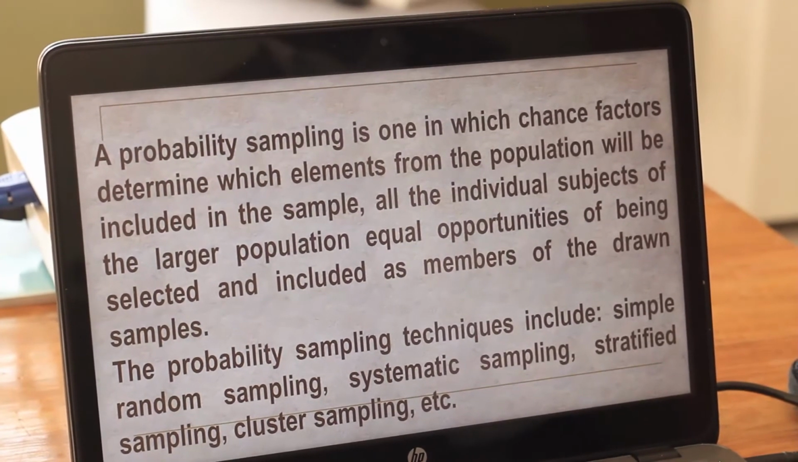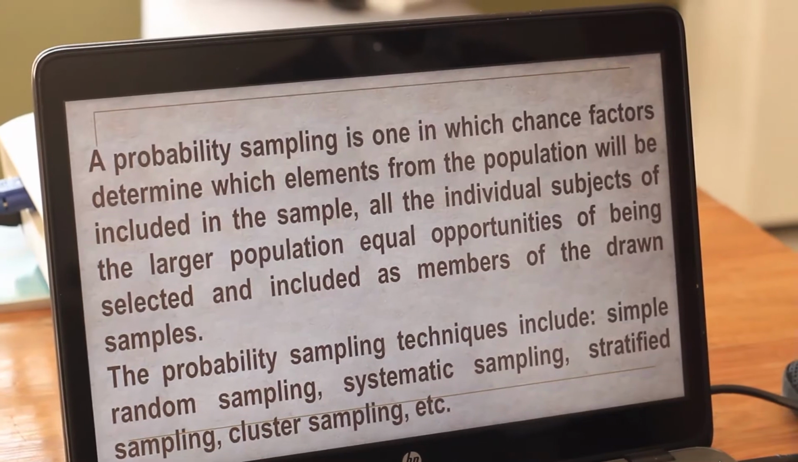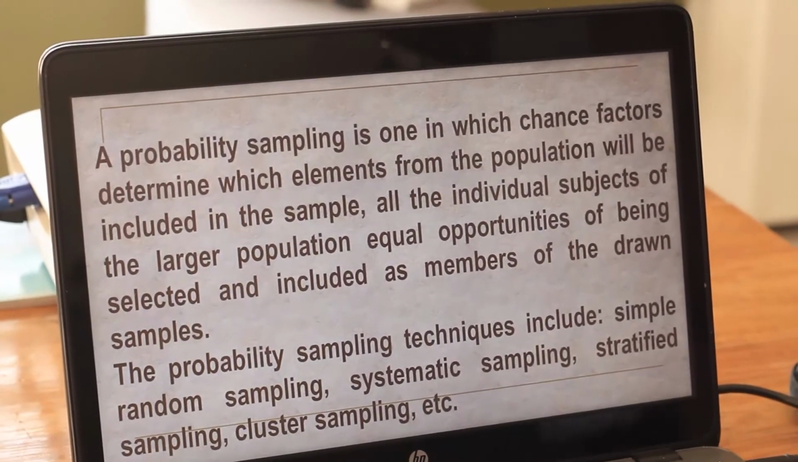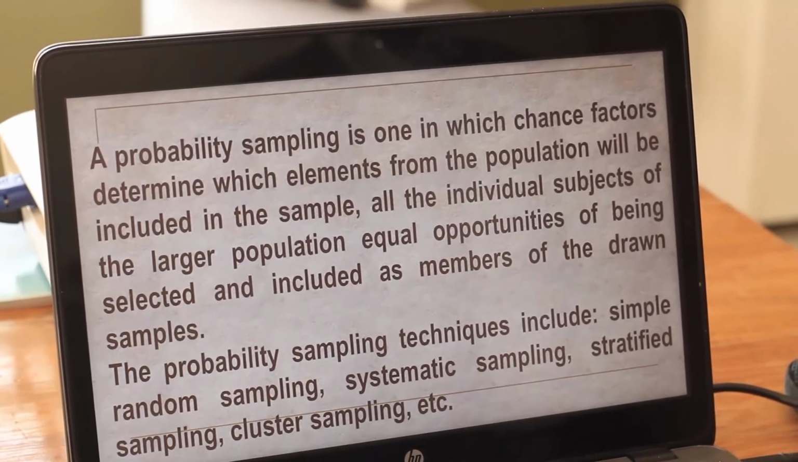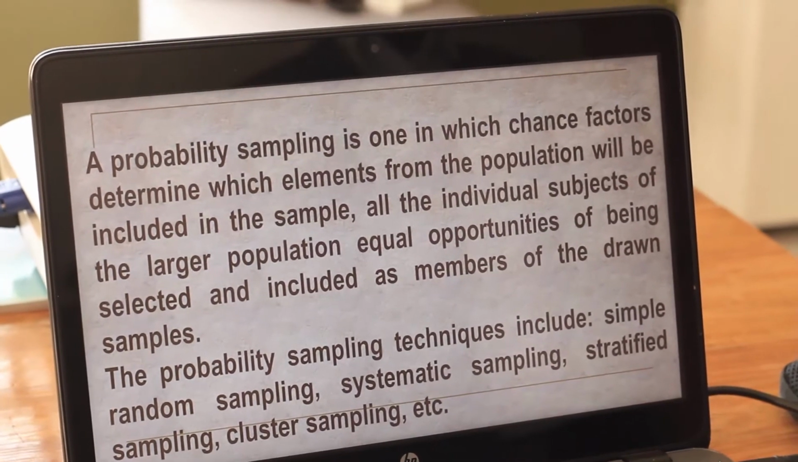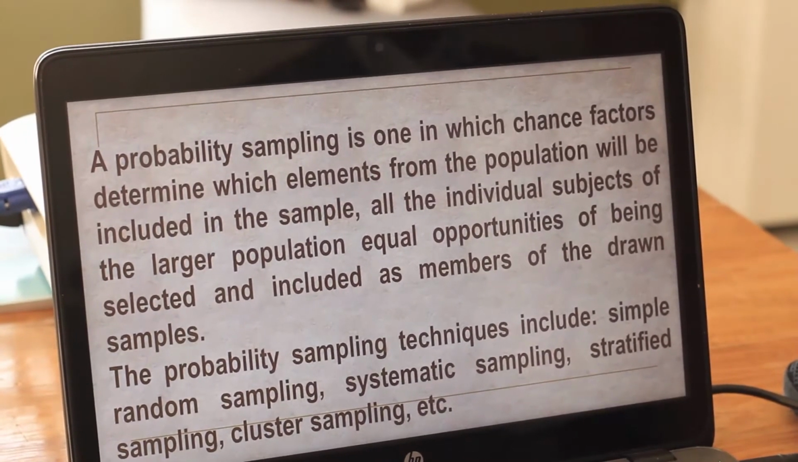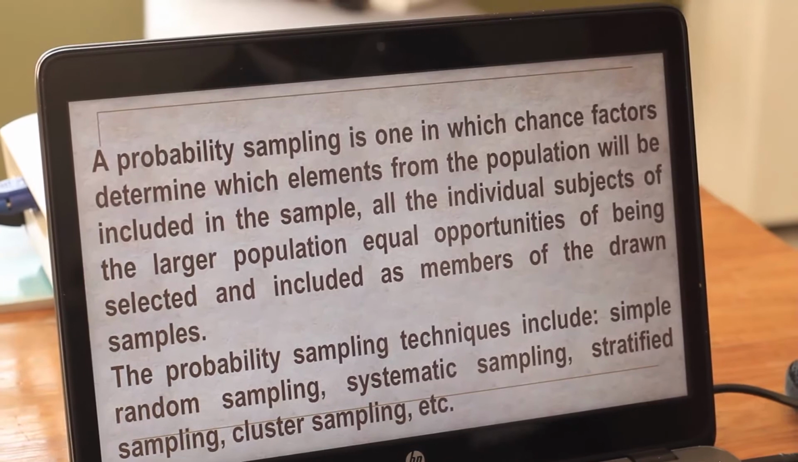So I give you the opportunity, the chance, to go through your Google to understand well these terms: random sampling, systematic sampling, stratified sampling, and cluster sampling.